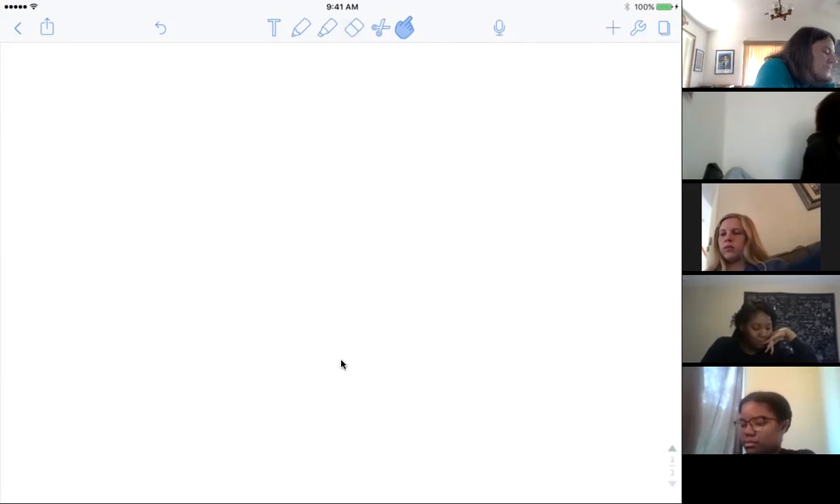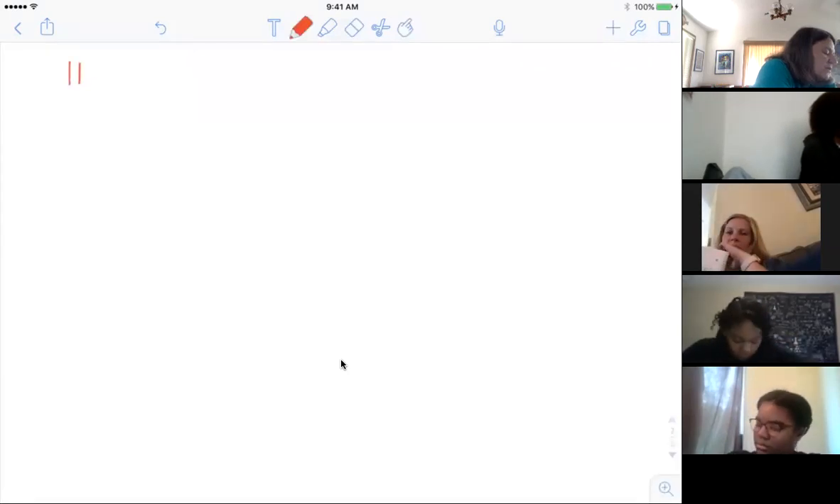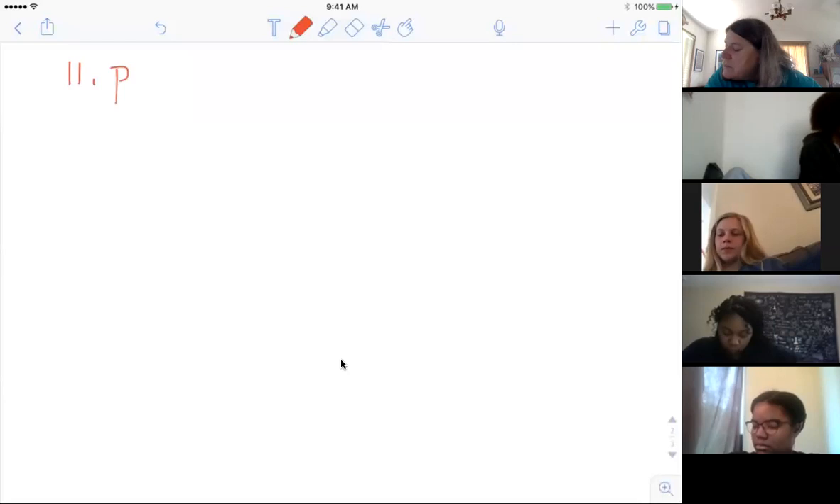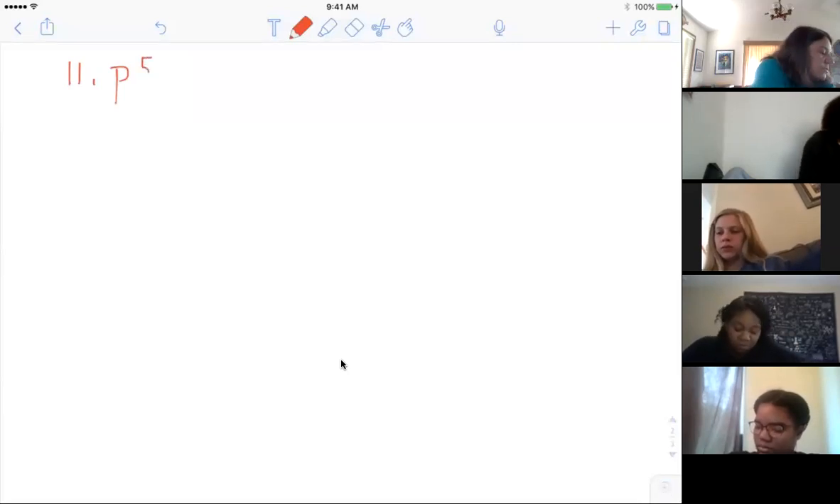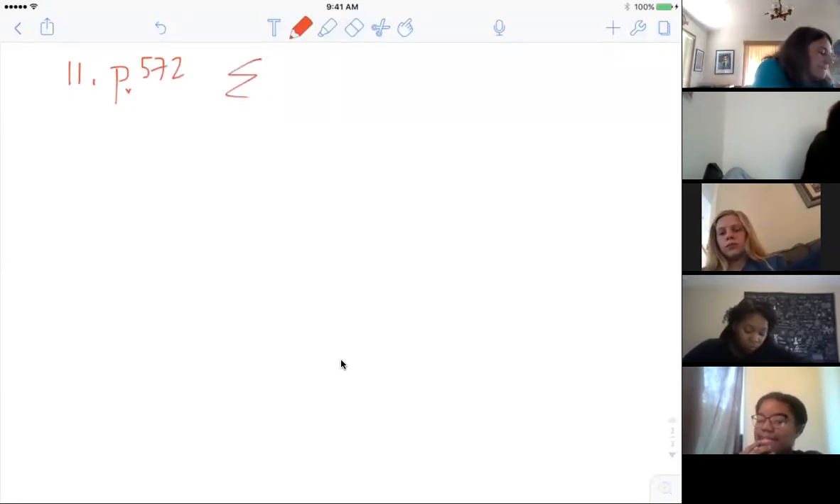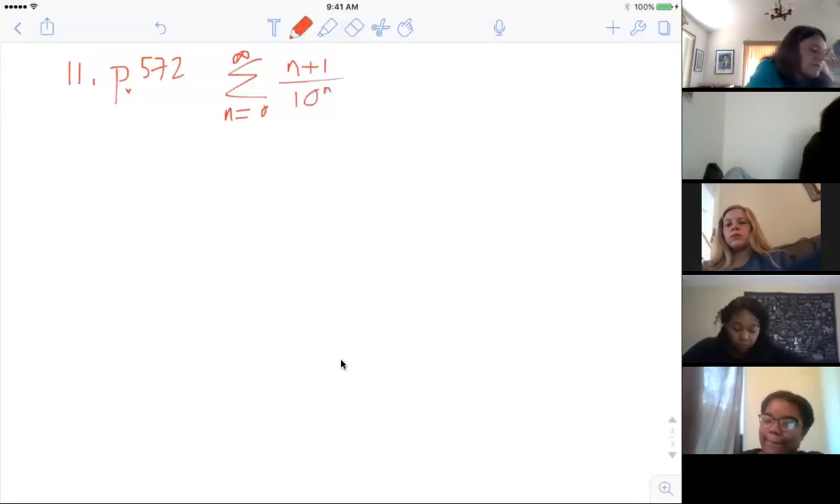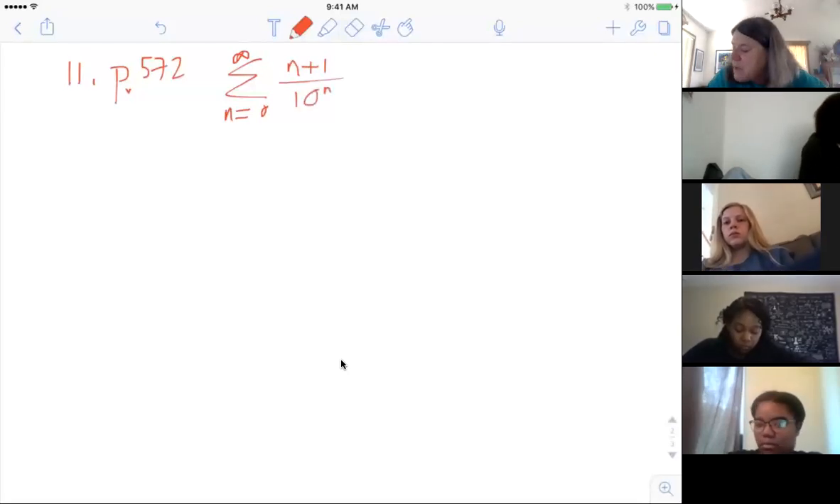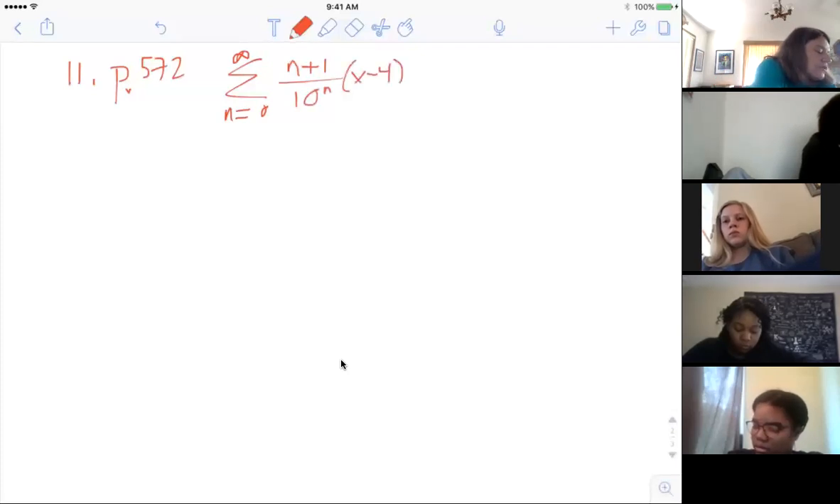Okay, so this is 11 on the power series. In the power series station, it's 572. Okay. So it looks like n plus 1 over 10 to the nth, times x minus 4 to the nth power. So this is a power series centered at 4. So my c is 4 here.